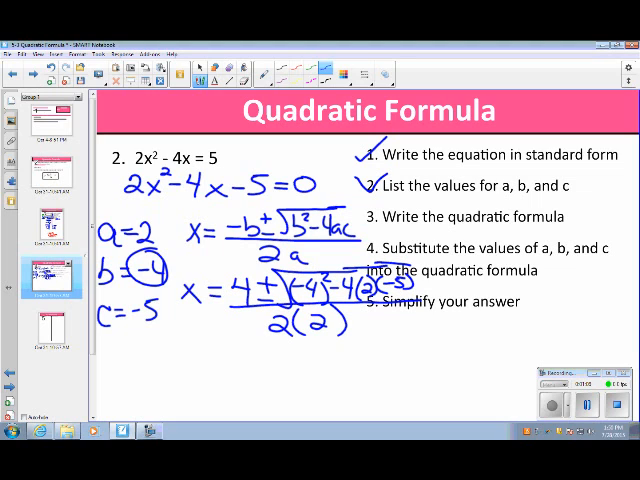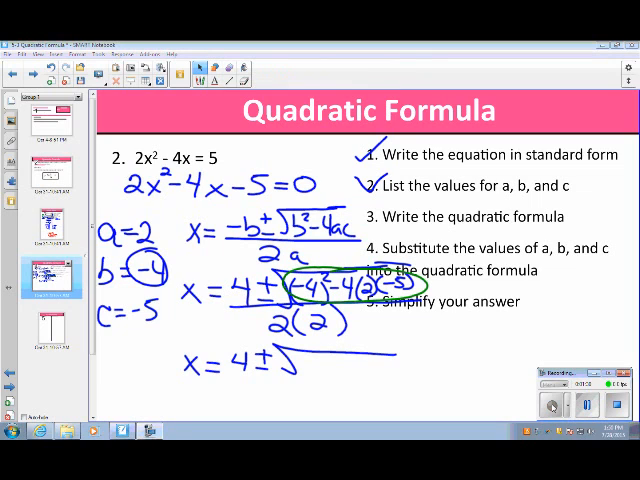From here, we're going to do some simplifying. So we get 4 plus or minus. You can take everything, just like we did in the last example, and place everything underneath the square root symbol in your calculator. Be careful of your parentheses. It's negative 4 squared in parentheses minus 4 times 2 times negative 5. Okay, when we take the time to do that, we find that the value is 56. So we have 4 plus or minus the square root of 56 over 2 times 2, which is 4.